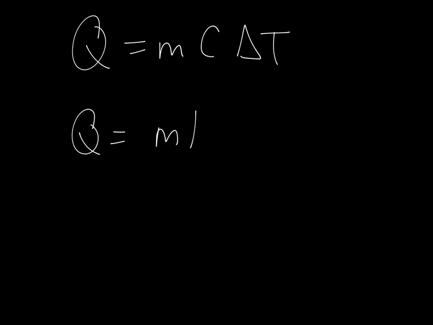The last thing: we have several formulas. They are as follows. Now, these three formulas all involve Q. Q is measured in joules. Joules are energy. So here we're talking about the energy necessary to either A, change a phase, or B, change the temperature. One of those two things.